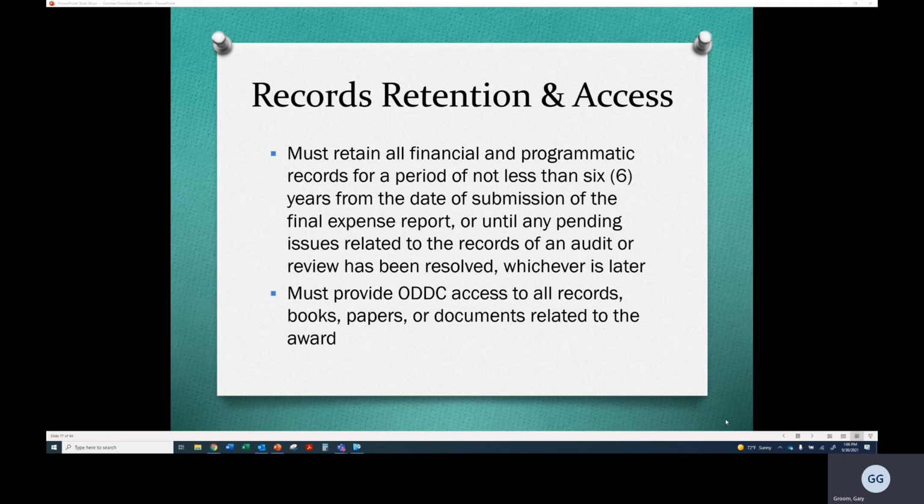It is important to remember that all grant records must be retained for a period of not less than 6 years from the date of submission of the final expense report, or until any pending issues related to the records of an audit or review have been resolved, whichever is later. The retention requirement extends to all source documents. This includes accounting transaction registers, general ledgers, subsidiary ledgers, personnel and payroll records, canceled checks, and any other grant-related documents and records.